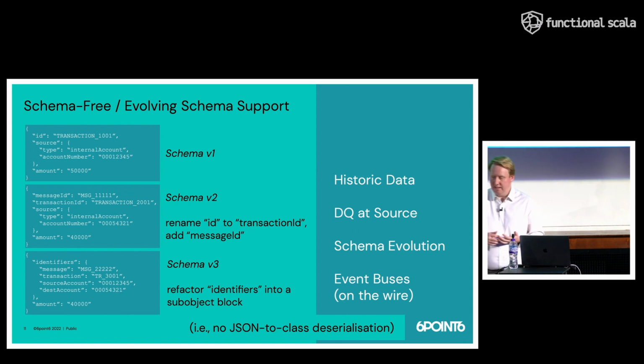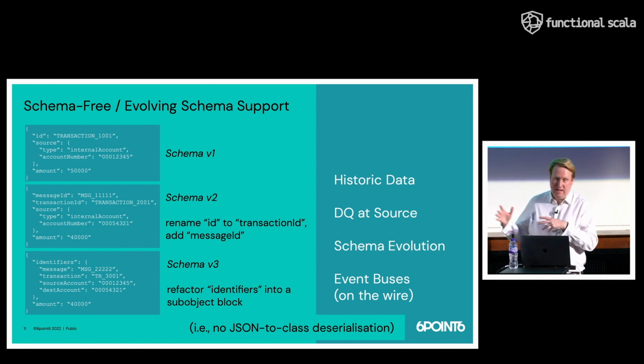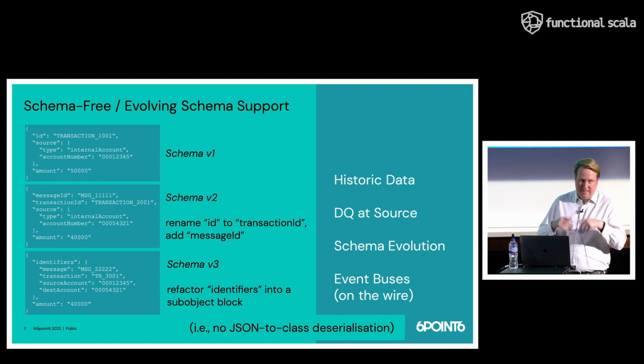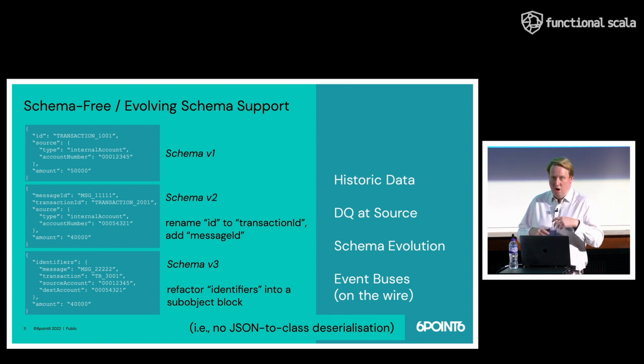let's just do JSON to class deserialization, right? We can't really do that, because if we did, we'd need an infinite number of unmanageable classes and lots of logic everywhere. So instead, we have to say, we don't know what the data is going to look like. We need to support that, right?